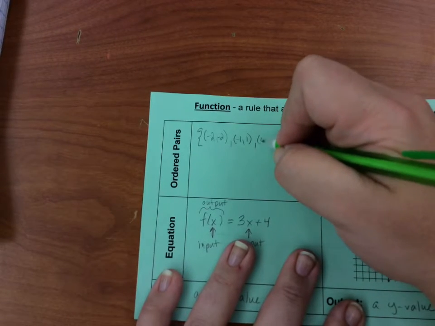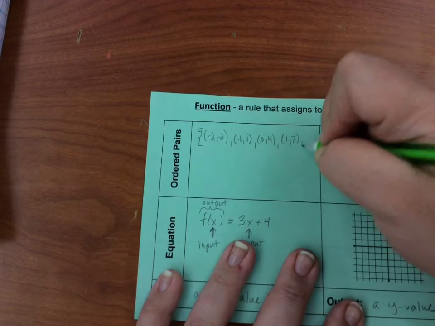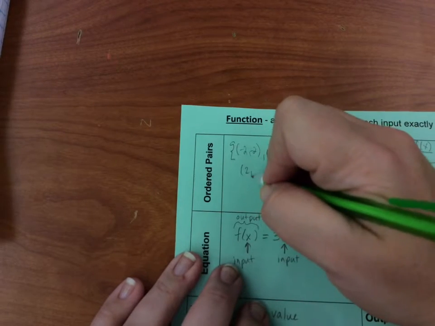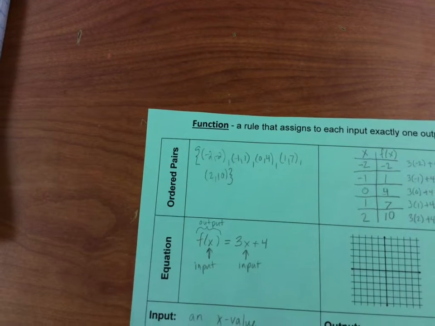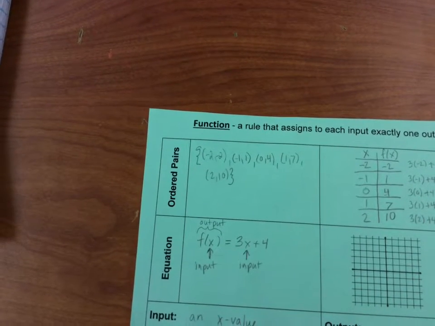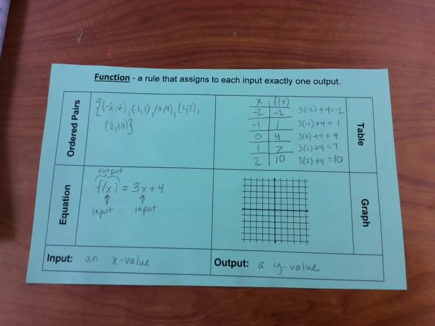So that's going to be my next ordered pair. Then I have 1, 7. Then I have 2, 10. And that finishes up our list. So I close my brackets. Apparently I'm a lot better at my right brackets than I am at my left brackets. And then lastly, we're going to make those same ordered pairs. We're going to graph them on the graph.